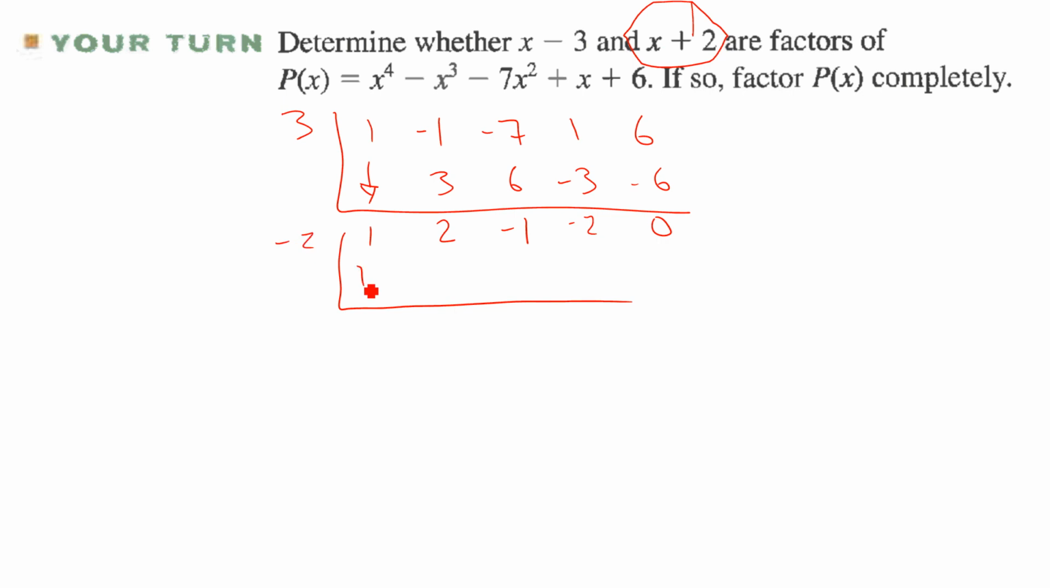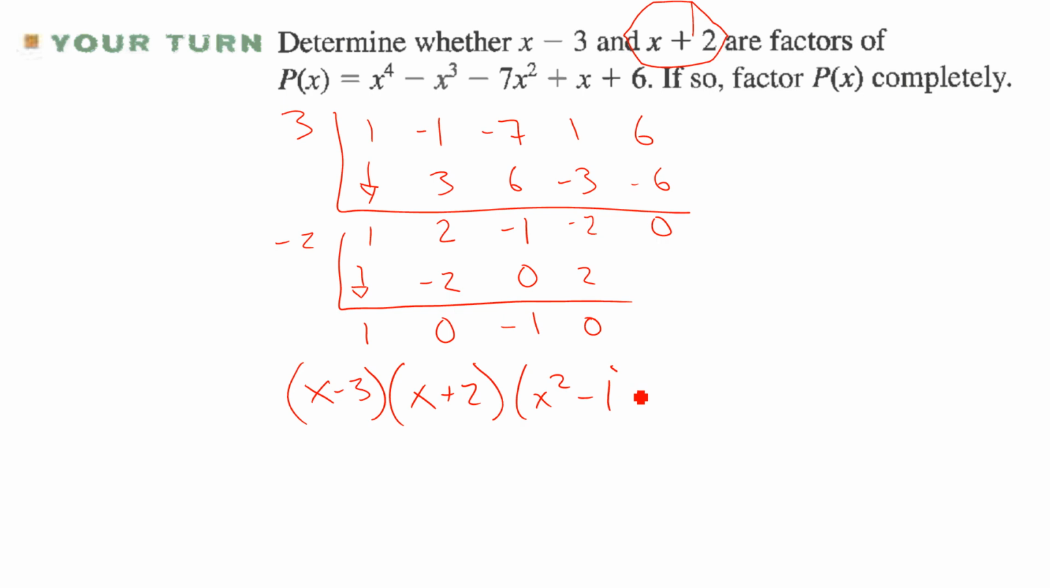So we'll get negative 2 here, a 0, negative 1, and a positive 2. That's 0. So we end up with x plus 3, x plus 2, x squared minus 1, and that does factor into x plus 1 and x minus 1.